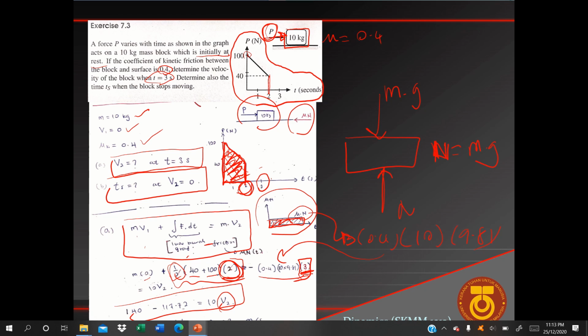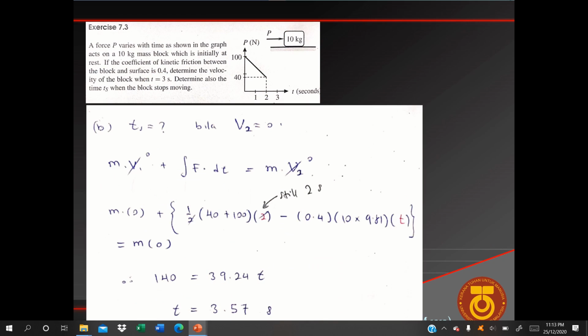So the first one is v2 at t equal to 3 seconds. But the second one is, what is the time when the component stops moving? The question asks for the t when the component stops moving. So we use the same equation here.